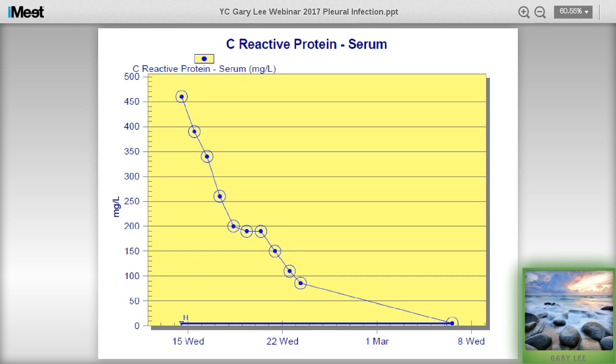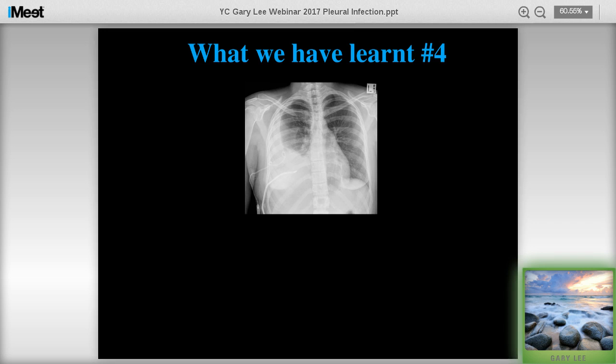This was the chart of his C-reactive protein. There was the time when he was admitted, and chest tube drainage and antibiotics made a significant improvement, but then it plateaued. And through 3 days of TPA and DNase, you can see a dramatic improvement.